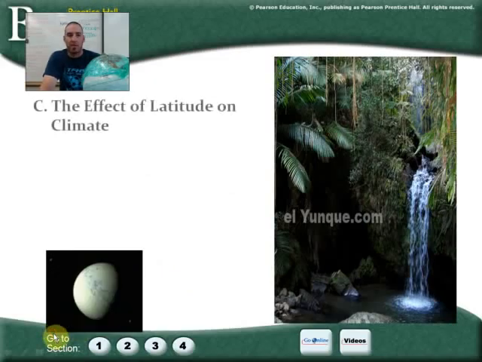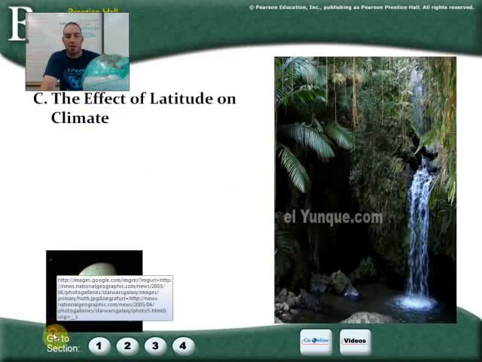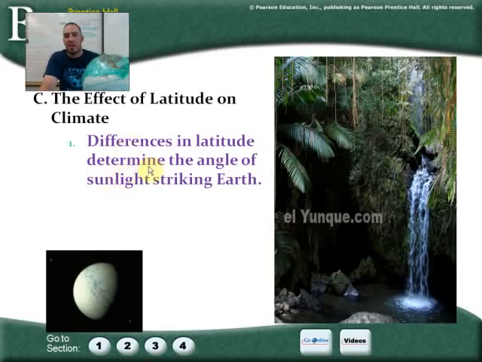So how else does this apply? The effect of latitude on climate. You'll notice that the differences in latitude are determined by the angle at which the sun is striking the Earth. So right now, if you guys are the sun, we are in wintertime because we are tipped away from you. Now, if we spin the United States over here, we are tipped towards you, so we're getting more direct sunlight. So that depends on how much the climate changes from summer to winter in this case.